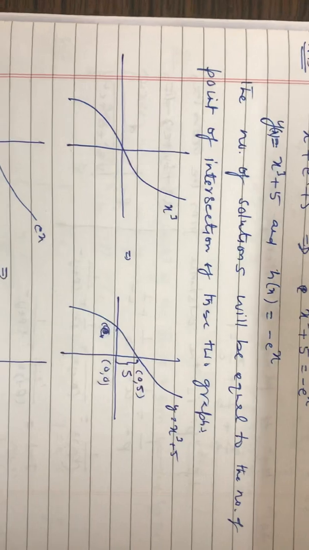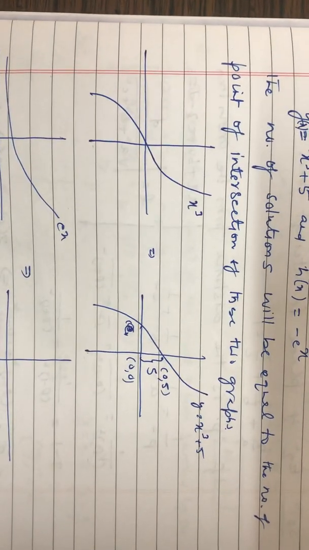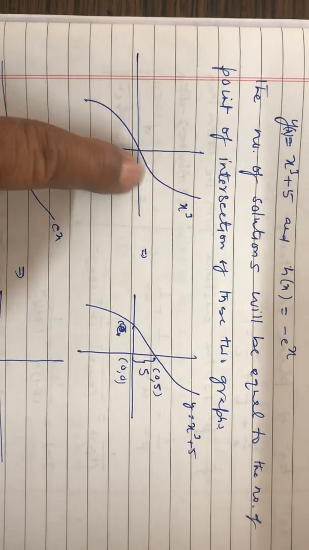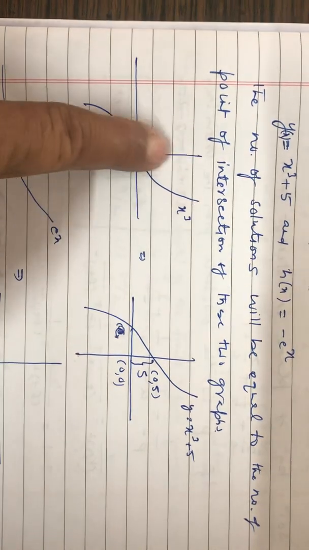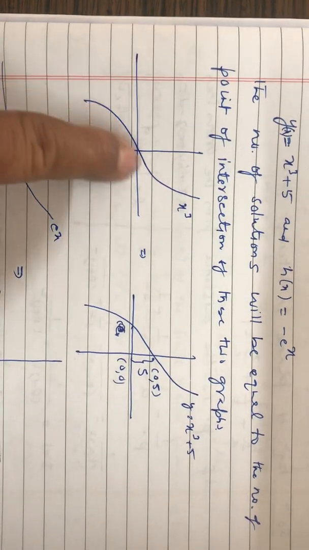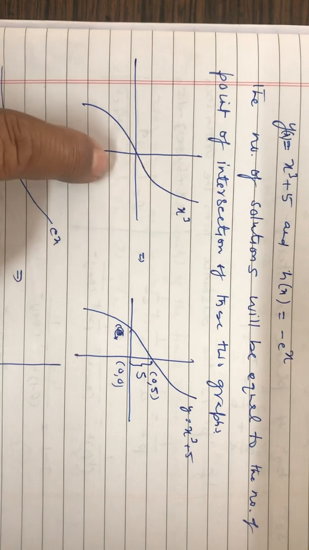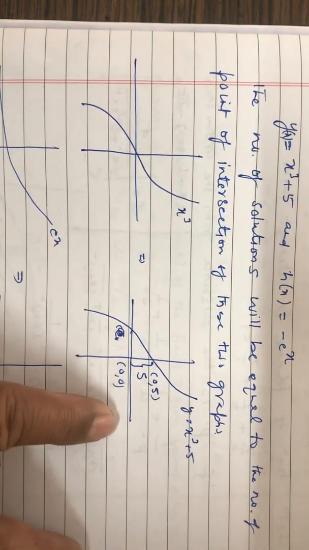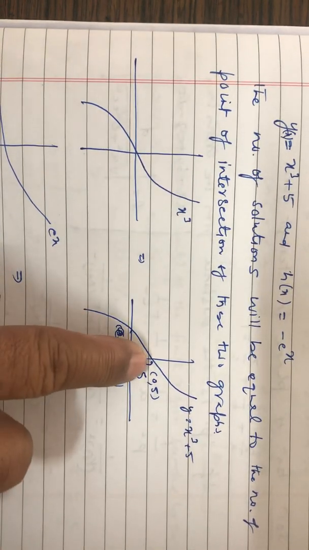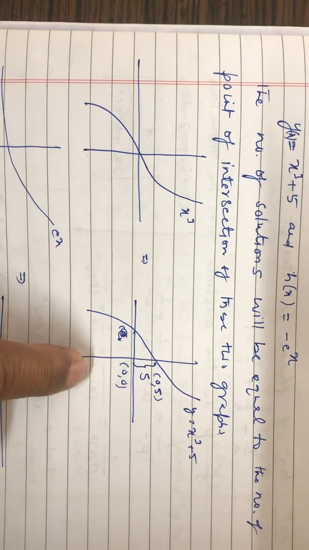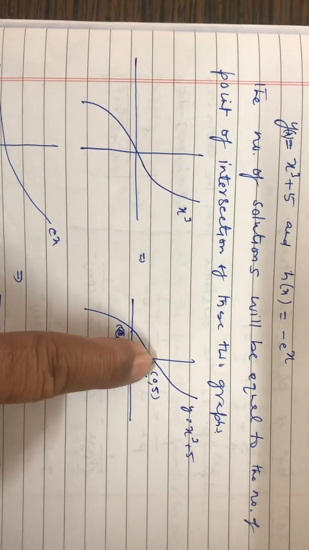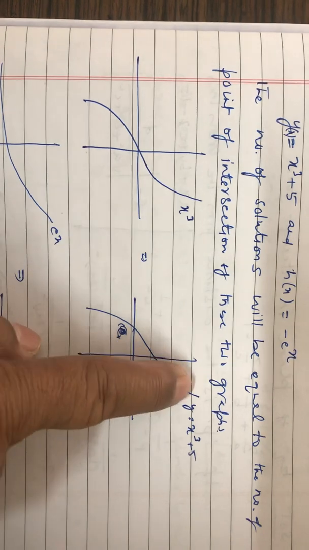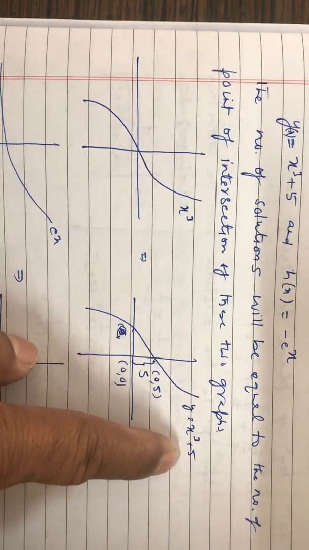First I'm plotting the graph of y is equal to x to the power 3. This is the x-axis, the y-axis. The graph of y is equal to x cube is this. And if I add 5 to it, the graph will be shifted upward by 5 units. As you can see, the graph has shifted upward by 5 units, so the graph is now y is equal to x cube plus 5.